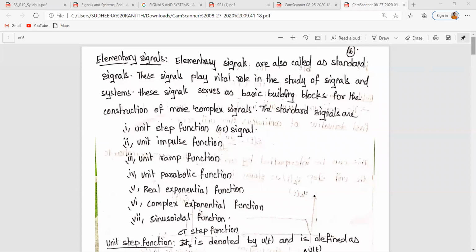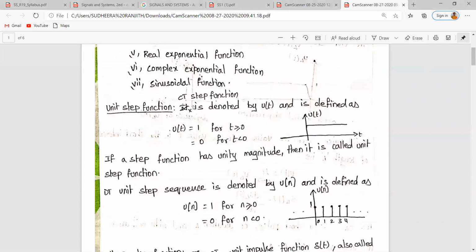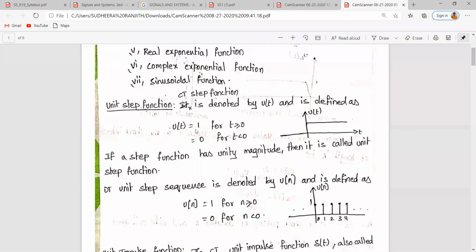See, the continuous time unit step function or step signal is denoted by u of t and is defined as u of t is equal to 1 for t greater than or equal to 0 and u of t is equal to 0 for t less than 0, right?